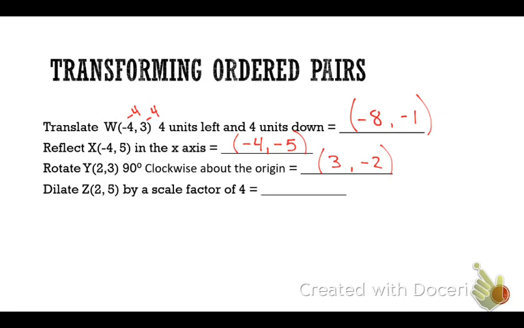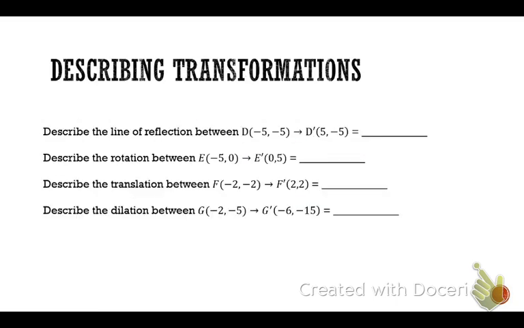All right, if I needed to dilate Z by a scale factor of 4. Does anybody know that one? Michael? 820. 820, very good. Whatever the scale factor is, I multiply. What if my scale factor was a fraction, though? What would I need to do to the original numbers? If it was a fraction, I would divide. So if my scale factor is a whole number, I multiply. If it's a fraction, I divide. Okay? All right.